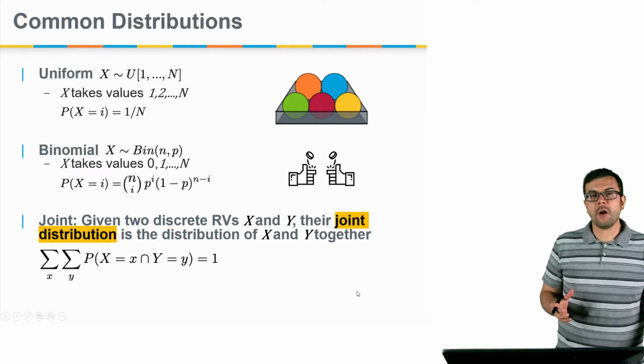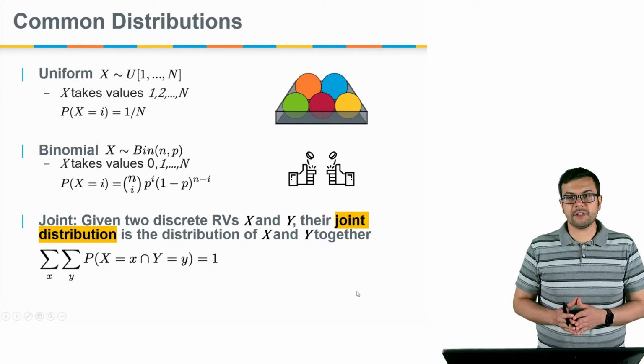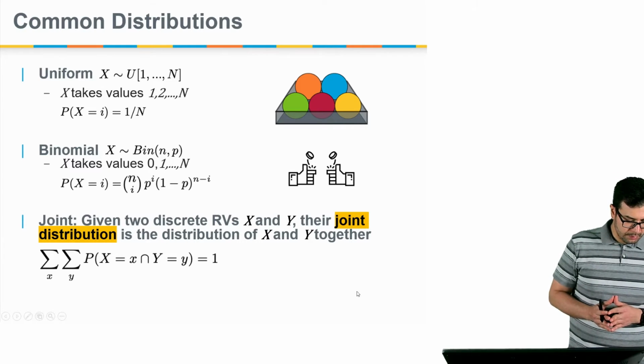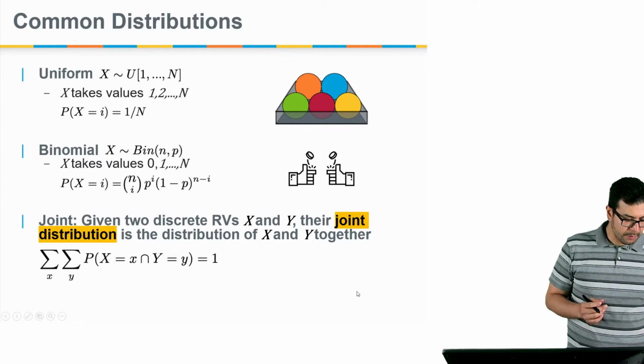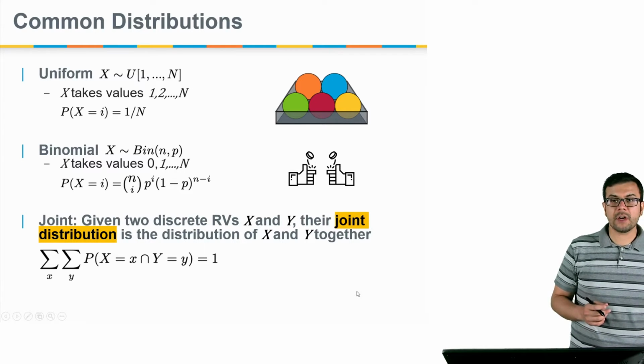Now let's think about how we can use probability mass function to provide the probability of occurrence of different events, of different possible outcomes in an experiment.